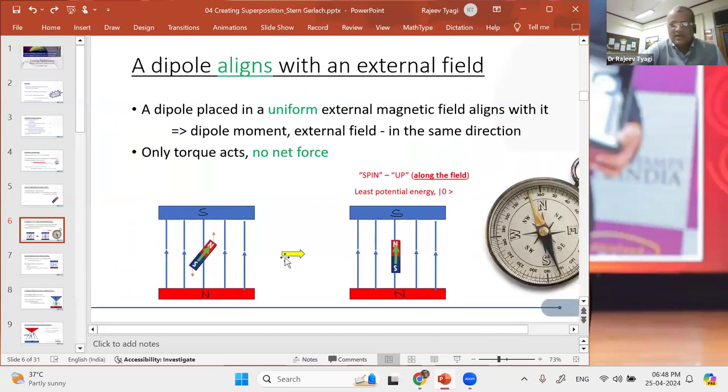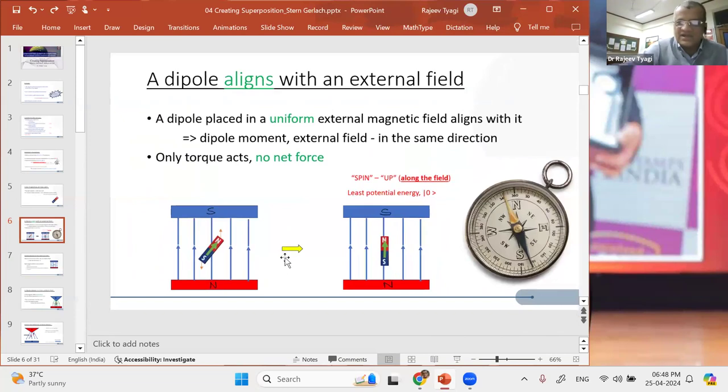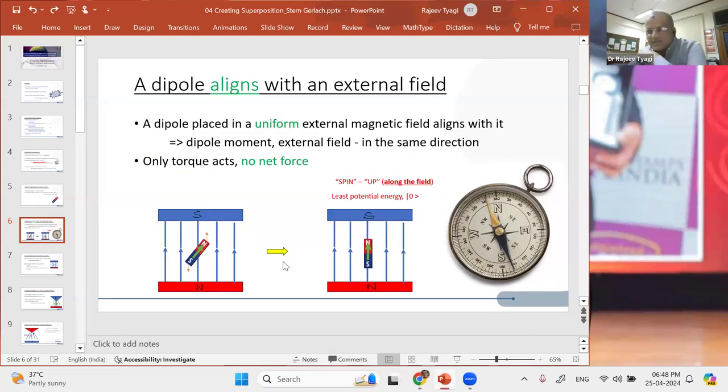So once again, a practical application that you would have seen is the magnetic compass. The magnetic compass has a magnetic needle, and if you allow it to rotate, it will align itself with the magnetic field of the earth. So this is what happens. If you have a bar magnet, which has a dipole moment, so if you have a dipole and you place it in a uniform field, it will align itself such that the dipole moment and the external field are in the same direction.